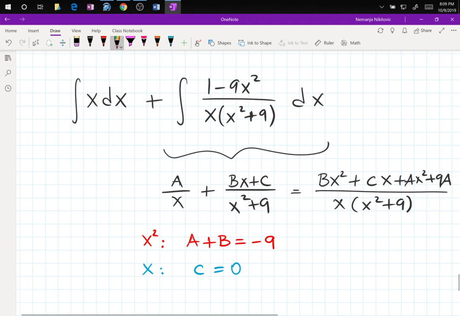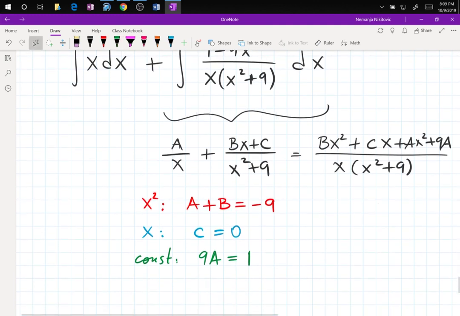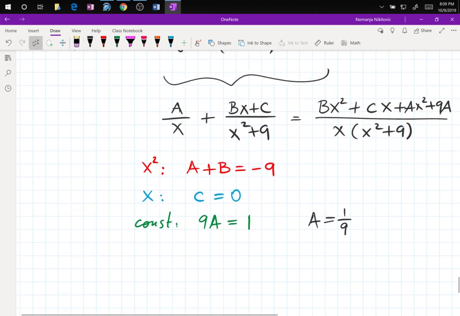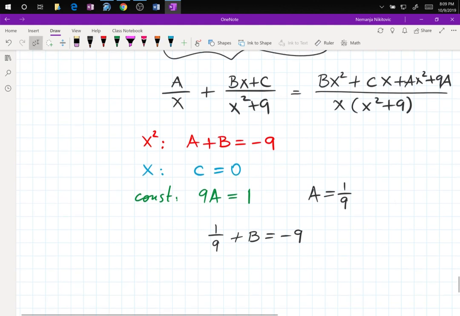And then the green equation, which is our constant, which was 9a, is equal to positive 1. So c equals 0 already solved. From the green equation, we have that a is 1 over 9. Bring that back into the problem above in the red line. So 1 over 9 plus b equals negative 9. So what's b?